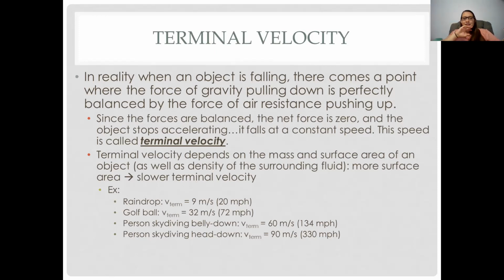So we can see that the surface area really does impact the terminal velocity as well as the mass. Though you can see we're getting more massive as we go down that list: raindrop, golf ball, person. And so the more massive you are, the faster your terminal velocity is going to be.